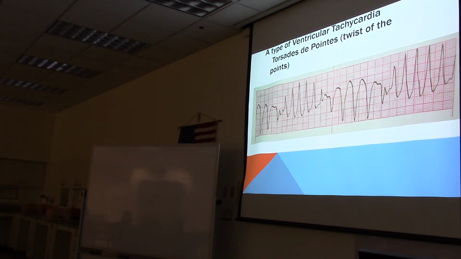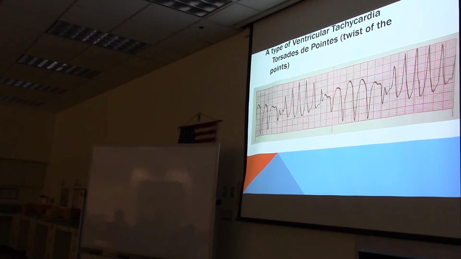So what it looks like is there's twisting of the points where you see some of the complexes going up and then some go down. Some go up and then some go down. So it looks like a twisting, you're twisting on an axis, twisting of the points.